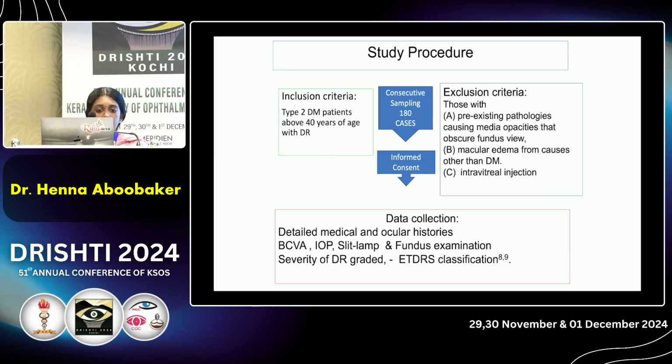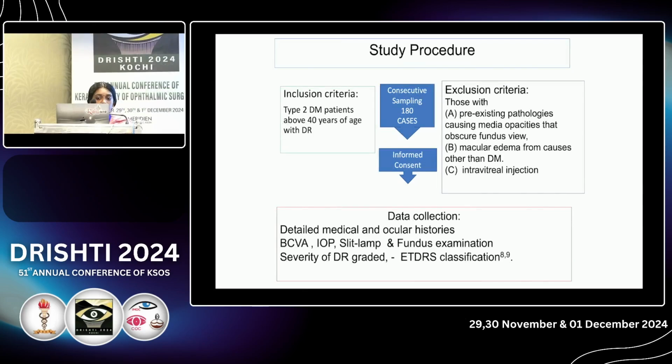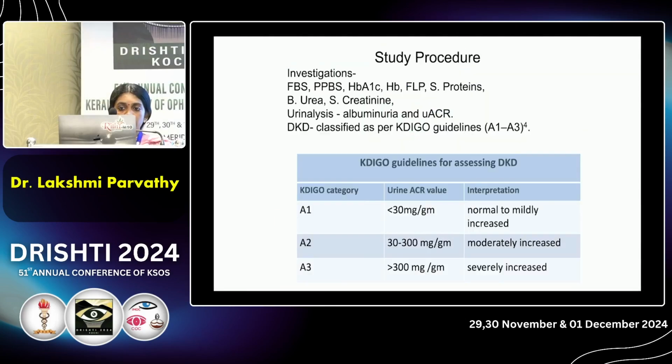So, from every participant, detailed medical and ocular history were collected, BCVA and IOP were recorded, slit lamp examination of the anterior segment and fundus examination using indirect ophthalmoscope and 90D lens was done, and severity of diabetic retinopathy was graded by ETDRS classification. Relevant investigations and urinalysis were done for albuminuria and UACR, and diabetic kidney disease was classified as per the KDIGO guidelines. KDIGO category A1, that is UACR less than 30 mg per gram, A2 between 30 to 300 mg per gram, and A3 more than 300 mg per gram.